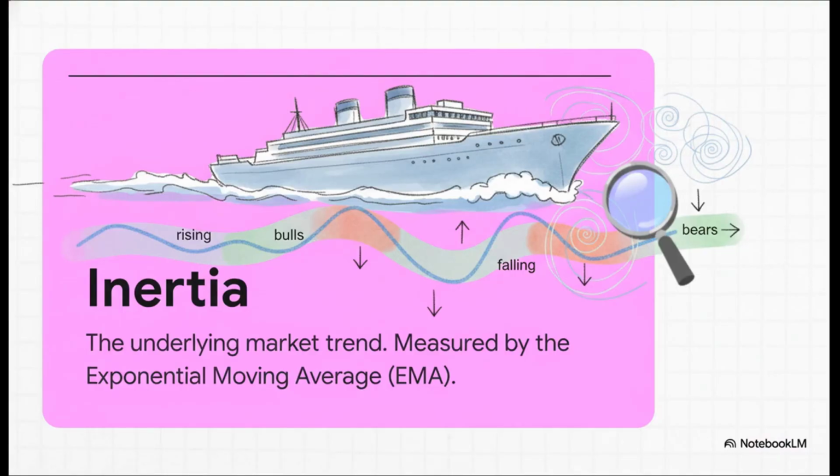Just picture a massive ocean liner. It's the market's main direction, this big, heavy force that takes a long time to change course. We measure this with an exponential moving average, the EMA, which smartly gives more weight to recent prices. So when that EMA is rising, inertia is on the bull side. When it's falling, the bears are in control.